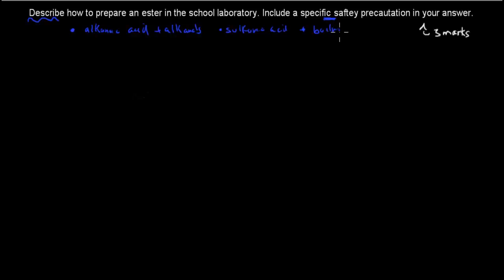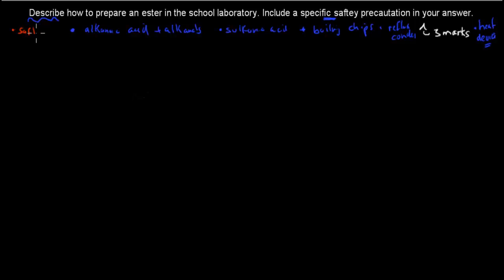You might have used boiling chips, quite possibly. You would have had your reflux condenser. You would have had some sort of hot plate as well, or some sort of heating device. So a heating device, hot plate, or probably not a Bunsen burner, so those are the things you should have probably mentioned. And then a safety precaution as well.